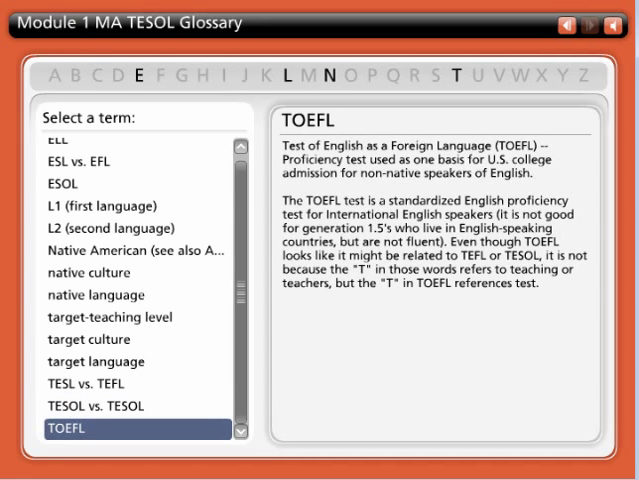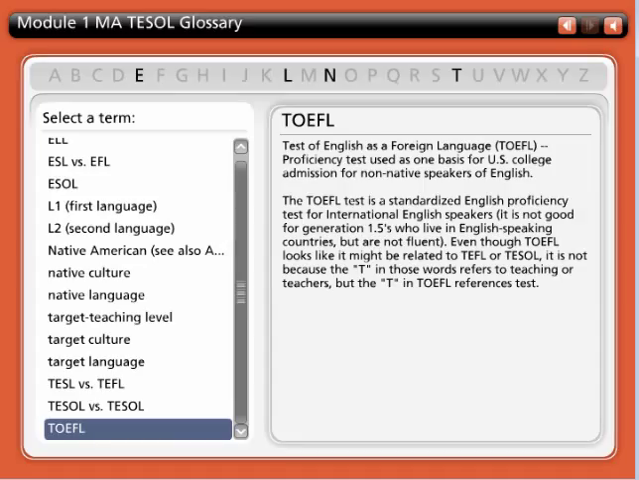TOEFL, not TOEFL. Test of English as a Foreign Language, the TOEFL test, is a proficiency test used as one basis for U.S. college admission for non-native speakers of English. The TOEFL test is a standardized English proficiency test for international English speakers. It's not good for the Generation 1.5s who live in English-speaking countries but are not fluent. It's good for the international student.